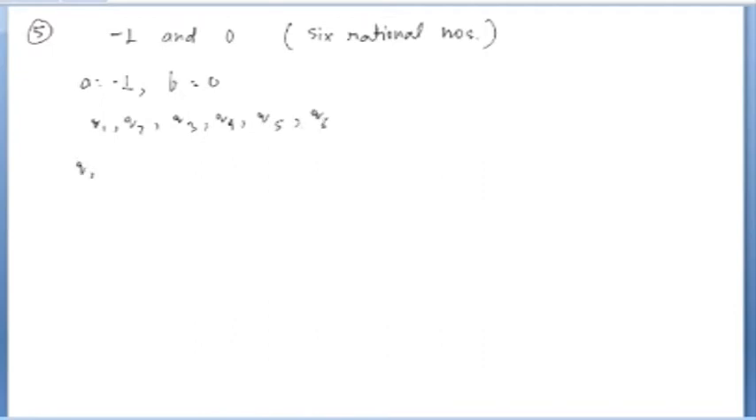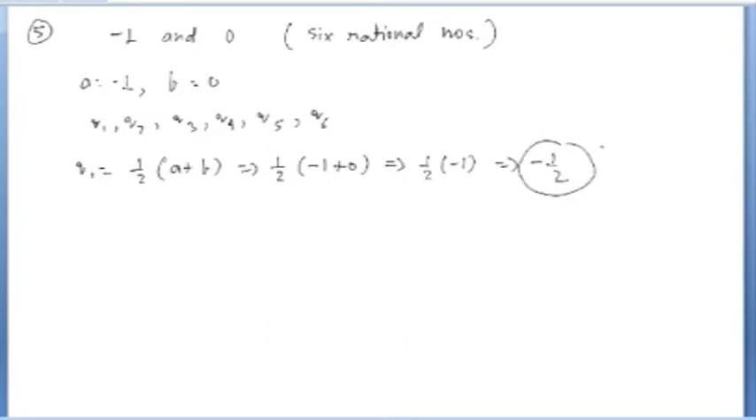Q1 is 1 by 2 (a plus b). So this will become 1 by 2, a is minus 1, b is 0. So solve this, 1 by 2 minus 1. First rational number will be minus 1 by 2. This is our Q1.